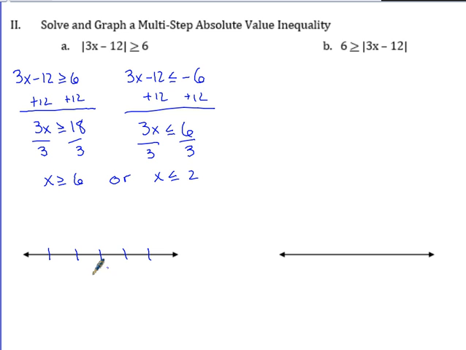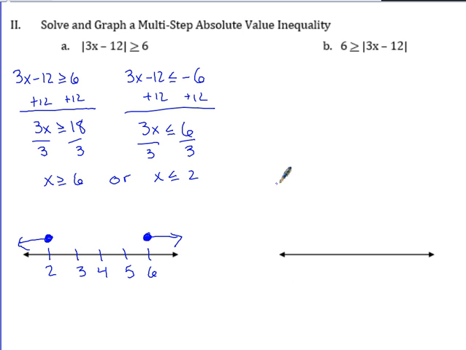So I make my number line, go from 2 to 6. x is less than or equal to 2, so I have a closed circle, less than. x is greater than or equal to 6, closed circle again, greater than.